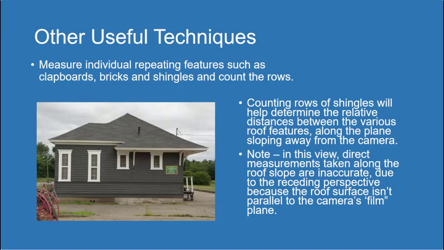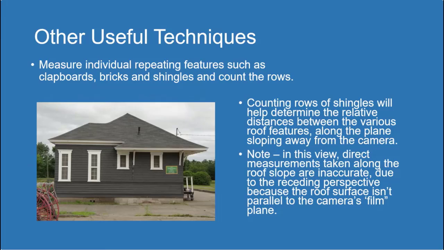So in this case, something I want to point out is counting rows of shingles will help determine the relative distance between the various roof features along the plane sloping away from the camera. However, a cautionary note here is that direct measurements taken along the roof slope are inaccurate due to the receding perspective, because the roof surface isn't parallel to the camera's film plane.